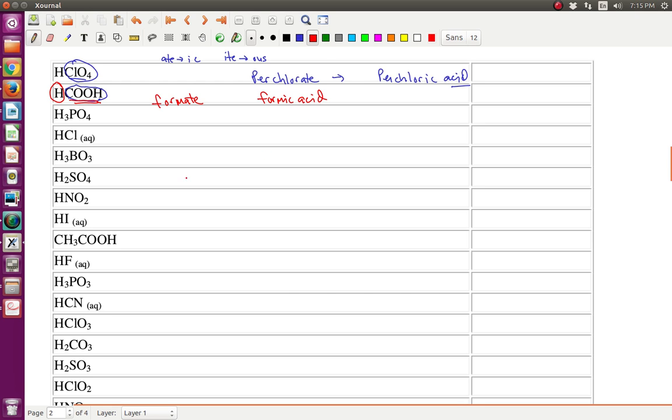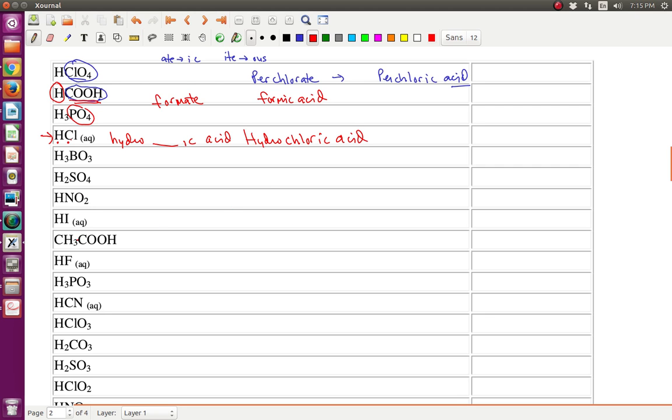Okay, do you see what we're doing here? H3PO4 was in the other one. That's phosphate, and that's phosphoric acid. All right, what about this guy? Binary acid. Remember, just 2 elements. And binary acids have the form hydro-something-ic acid. So this is chlorine, so it's hydrochloric acid.